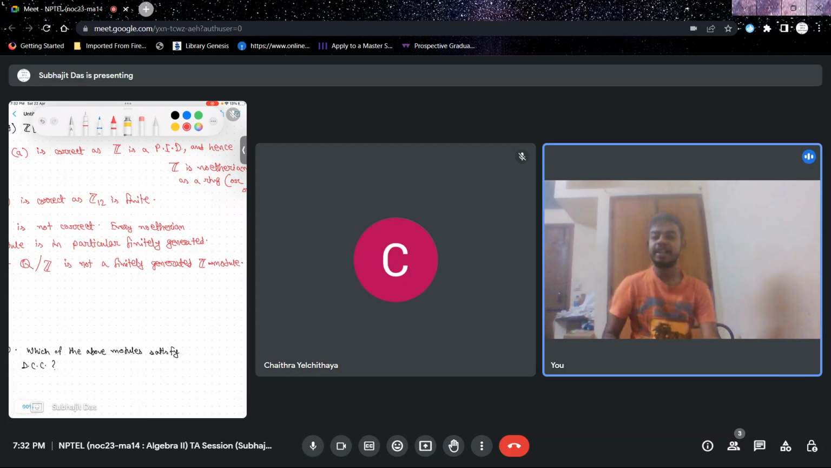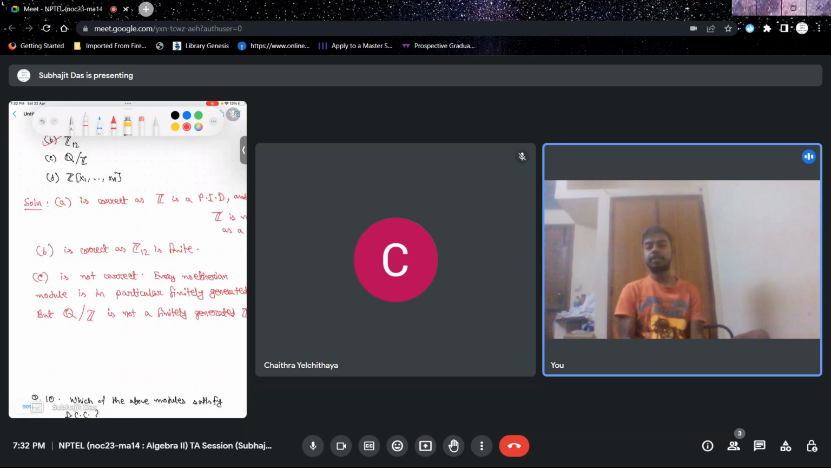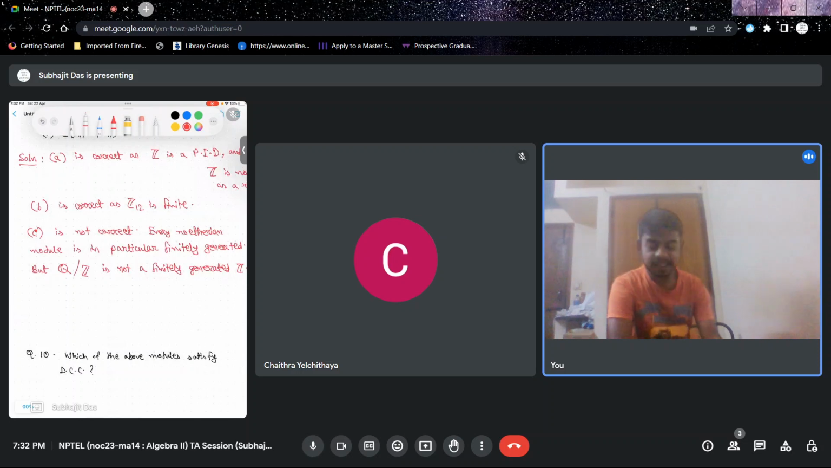Why is Q mod Z not a finitely generated Z module? Chatra? Okay, tell me, is Q finitely generated as a Z module? Can you use the same argument to conclude that Q mod Z won't be finitely generated as a Z module? Why? Because you can just take any finite set of generators, Z plus a1 by b1 up to Z plus an by bn in Q mod Z. These are elements in Q mod Z. Assume that they generate Q mod Z.